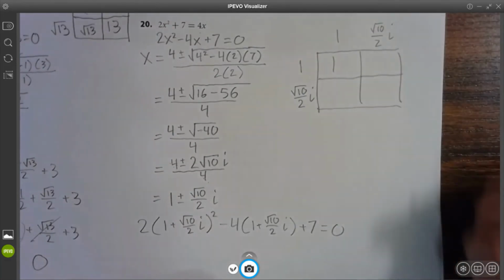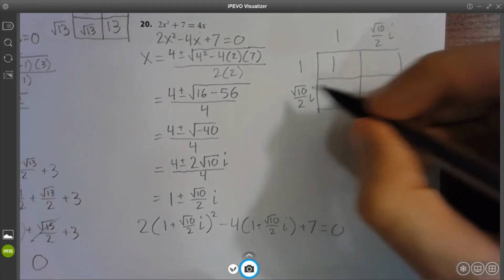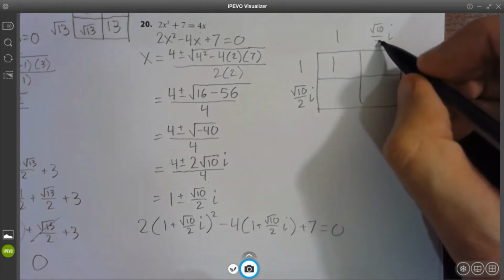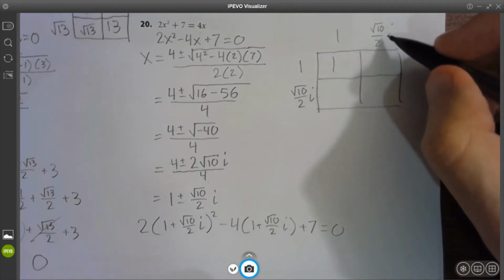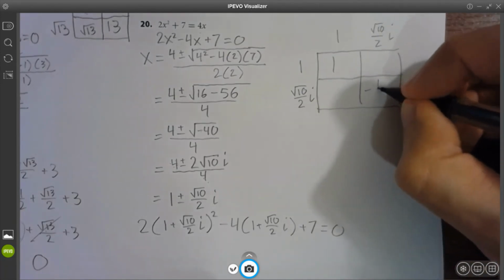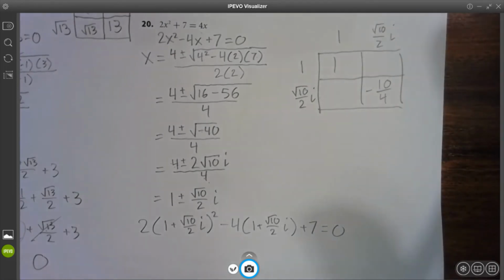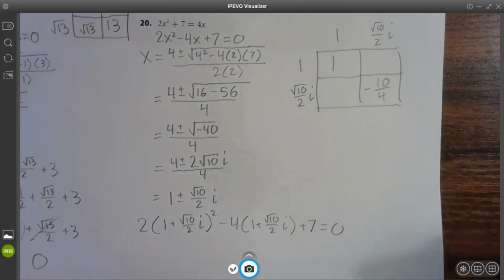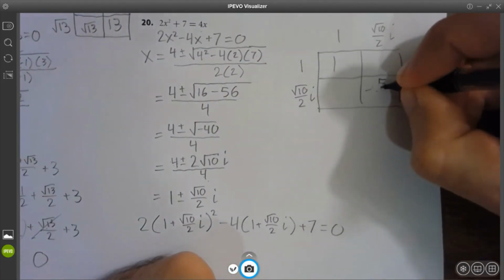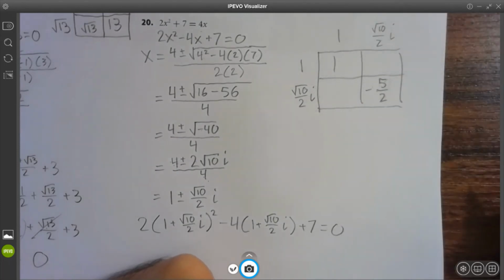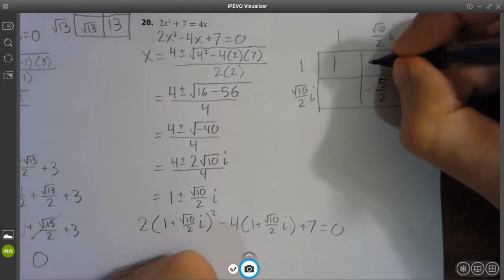This one's easy. This corner, root 10 times root 10 is 10. 2 times 2 is 4, so this is 10 over 4. And then i times i is negative 1, so this is negative 10 over 4. Which, I don't know why I wrote it like that. I should have said 5 over 2. In fact, that's bugging me, so I'm going to change this to 5 over 2. Cool. Next, 1 times those things. We like multiplying by 1. They just stay the same.